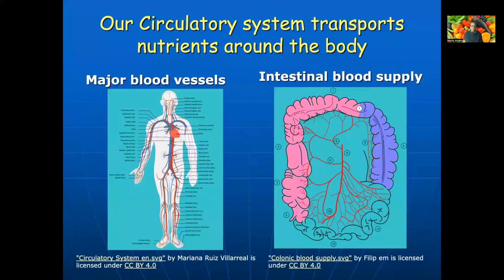One way or another. And this just shows you the major blood vessels, and it shows you that here's the large intestine, here's the pink part, and the purple part, that's the large intestine. And that is just showing you the blood supply, which is quite expansive.